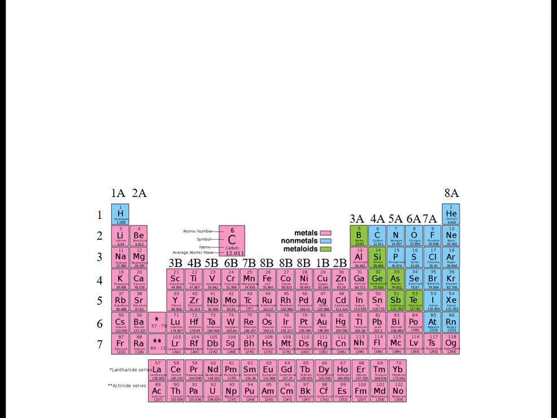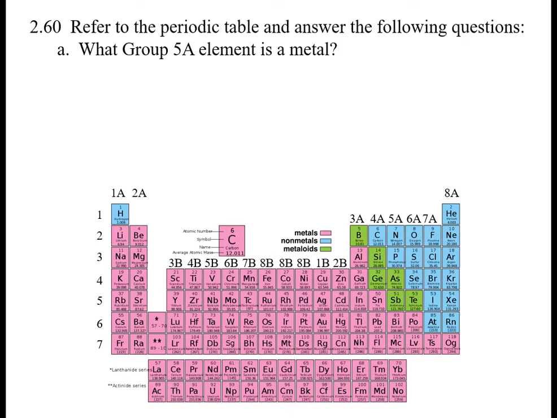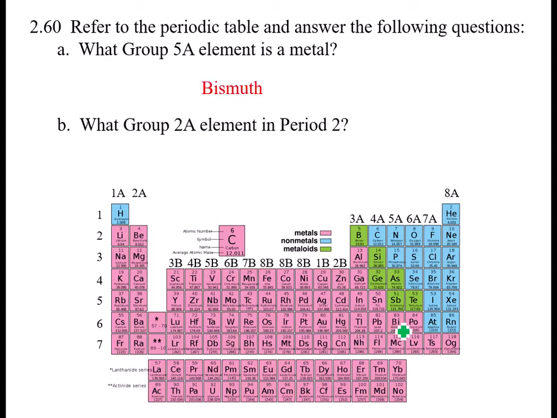All right. Next question is number 60. It says, what is the element in 5A, or which one in 5A is a metal? So there's actually technically 2 choices here, but one is a new element, so we're not going to worry about that one. So the one that is not a new element is bismuth. The second one asks what is the element in group 2A and period 2. So here's 2A and here's 2. So Be stands for beryllium. And that is the end of this section.